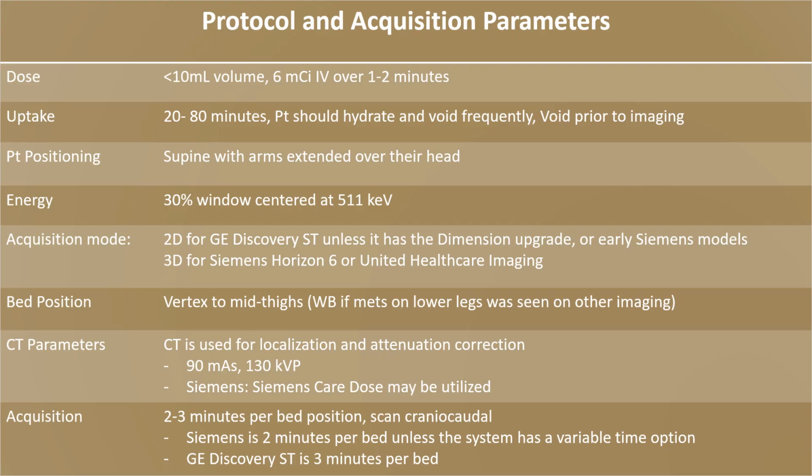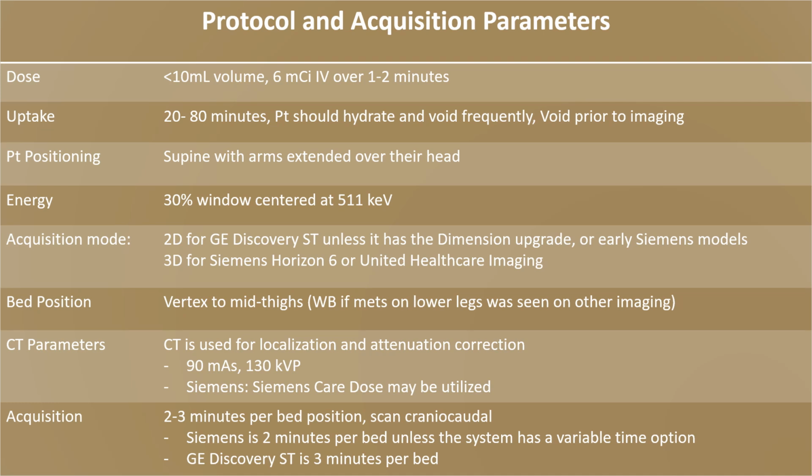Those are the protocols. It'll differ slightly whether you have GE, Siemens, or United Healthcare. GE, you're going to do 2D. Siemens models and United Healthcare, you're going to do 3D. Bed position is typically vertex to thighs. Breast cancer can spread to the brain, and you can get bone mets in the skull. So we do the top of the head all the way to mid thighs, and whole body if they have known mets in their lower legs that were seen on other imaging, like a bone scan.